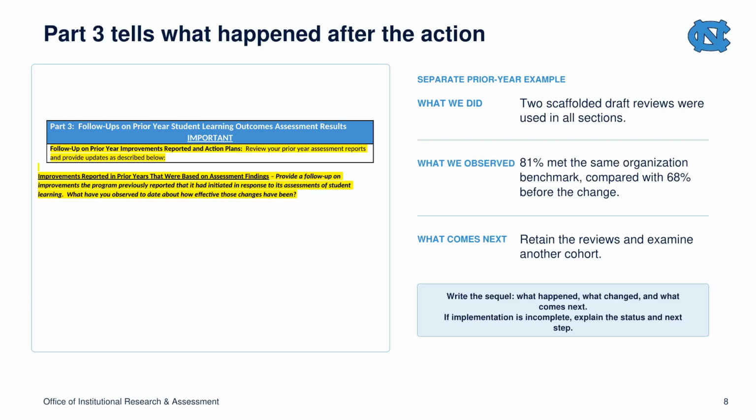Part 3 continues the story by looking back at earlier improvements. Tell what was implemented, what later evidence suggests about its effectiveness, and what comes next. Here, faculty added 2 scaffolded draft reviews in every section. On the same organization criterion, 81% met the benchmark, compared with 68% before the change. Faculty will retain the reviews and examine another cohort. If implementation is incomplete, give it status and next step. Part 3 records improvement over time, not old intentions.